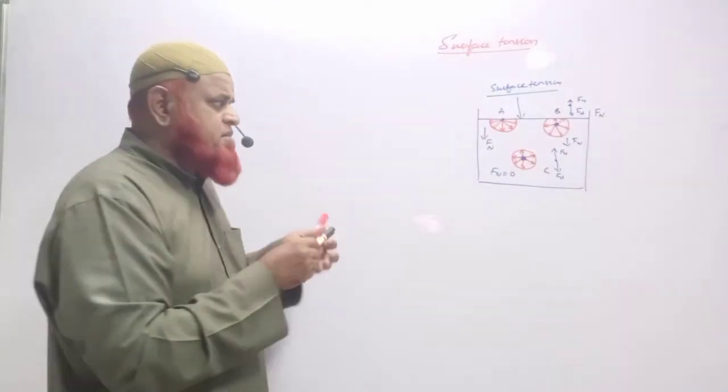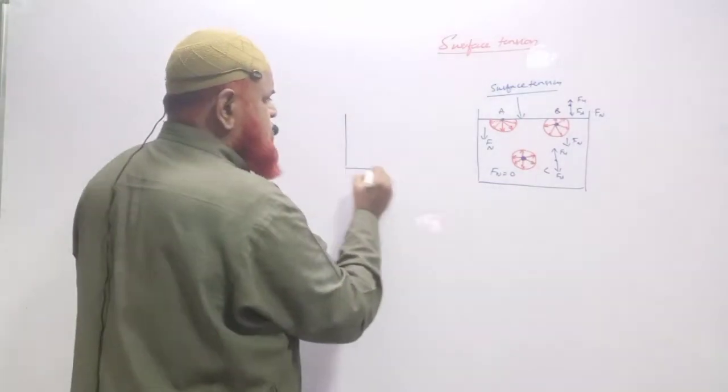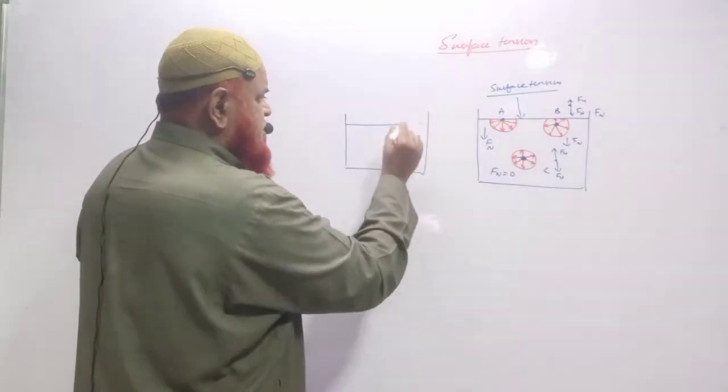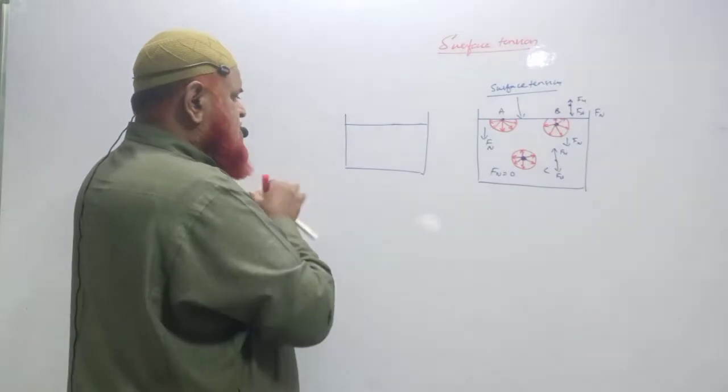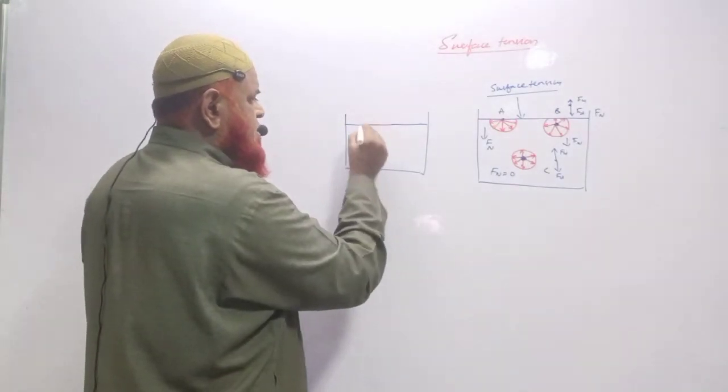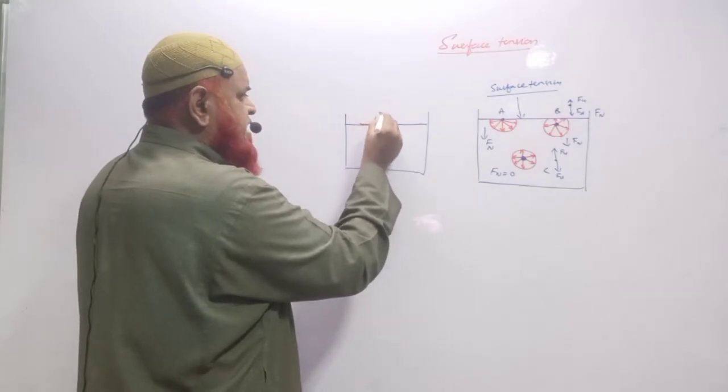I will give one small example, a better example. See here, this is the surface of the water. For example, on the surface of the water, you have kept one needle. Okay, I have kept one needle here.